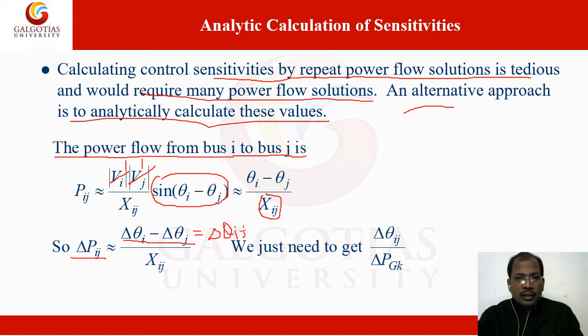So this is del theta_ij by del P_ij. When we are calculating, you can see del theta_ij divided by del P_ij is equal to, we can say, this term equals X_ij. This is the reactance of line ij. So this is the sensitivity, and we can analyze the sensitivity with respect to it.